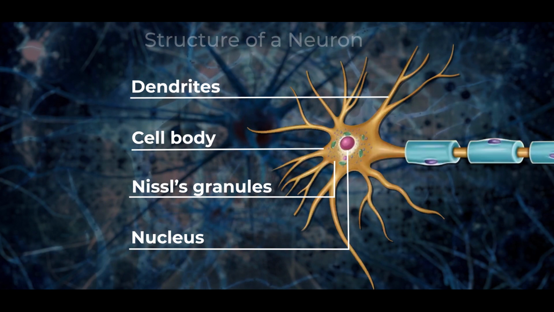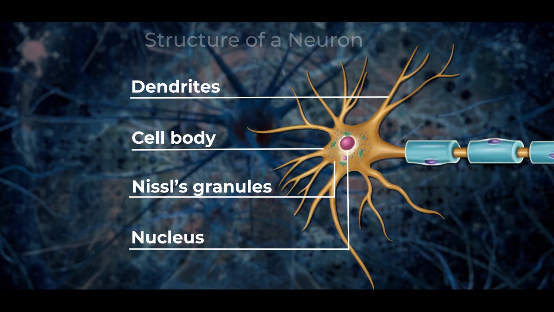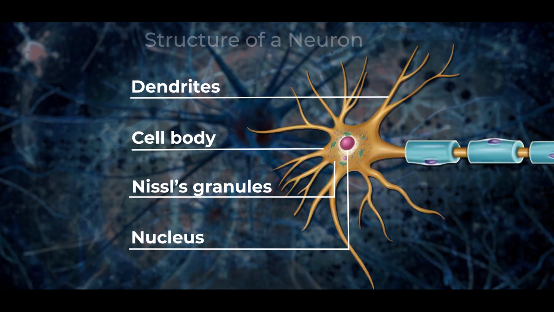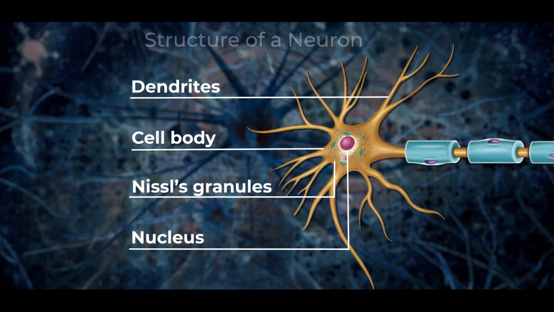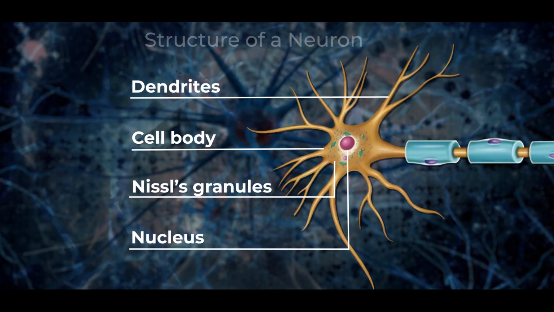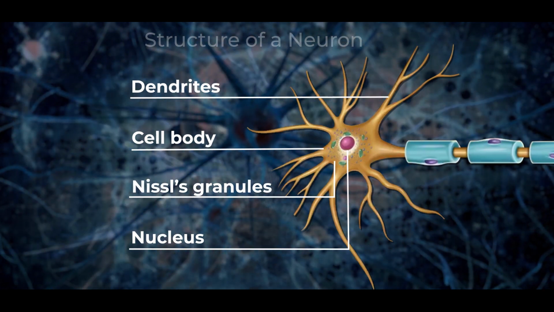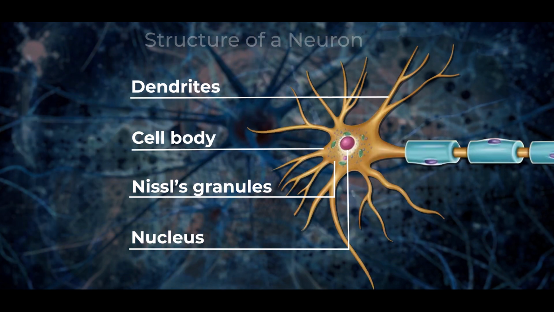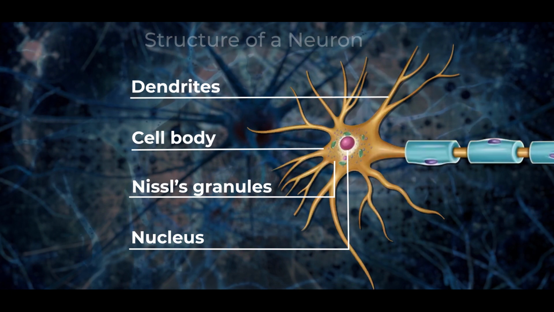Similar to other cells, you will find all the other organelles present in a neuron, except for the centrosome. Since the centrosome is absent in the neuron, this is the reason why neurons are not able to divide once they have been formed. So these are the different parts present in the cell body.